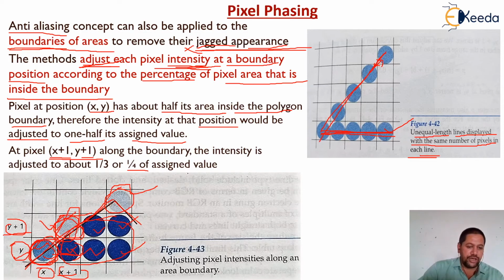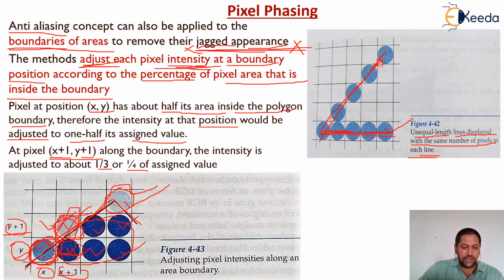The color is the same but the intensity will be changed, to about one third or one fourth of the assigned value, and you can find this in these two pixels. For this pixel as well as this pixel, the intensity value is one third or one fourth, whereas for this pixel x comma y, we have 50% of the intensity level. For all other pixels, it is as per the assigned intensity. By applying this method, it is possible for us to remove the jagged line appearance.